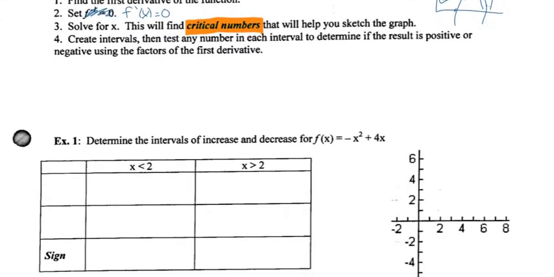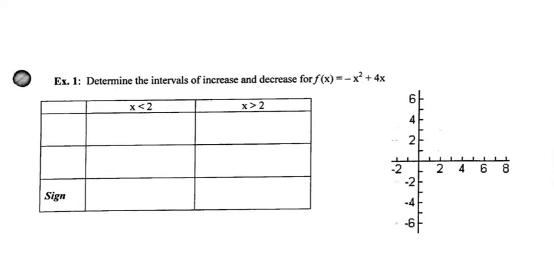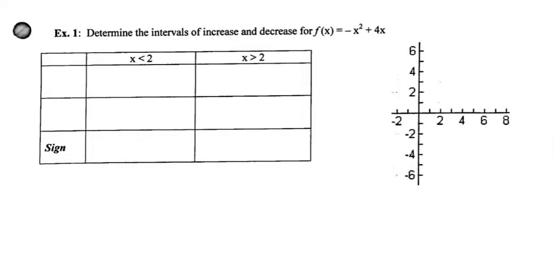So to help us with that, let's try that with a function. Example 1 says determine the intervals of increase and decrease for f of x equals negative x squared plus 4x. So first step, we said we're going to find the first derivative. So f prime of x is going to be equal to negative x squared becomes negative 2x, and then 4x becomes plus 4.